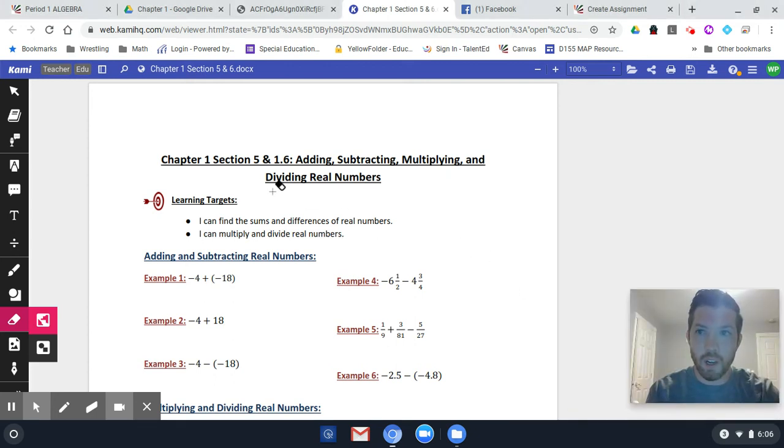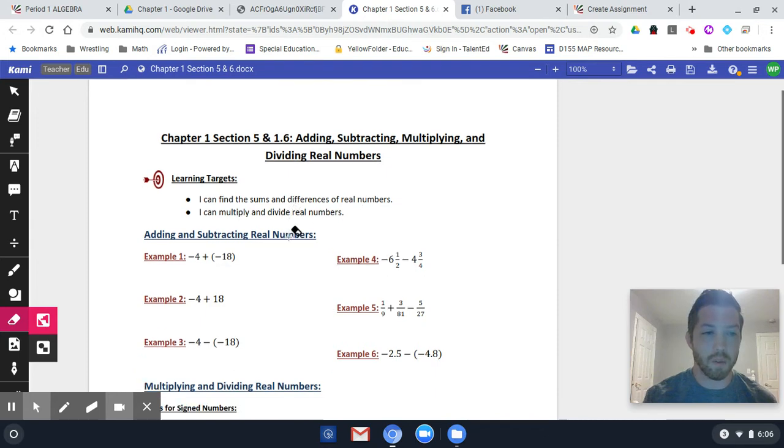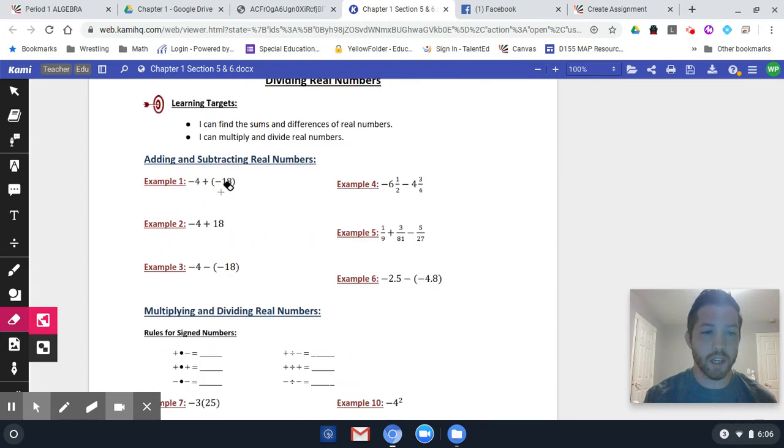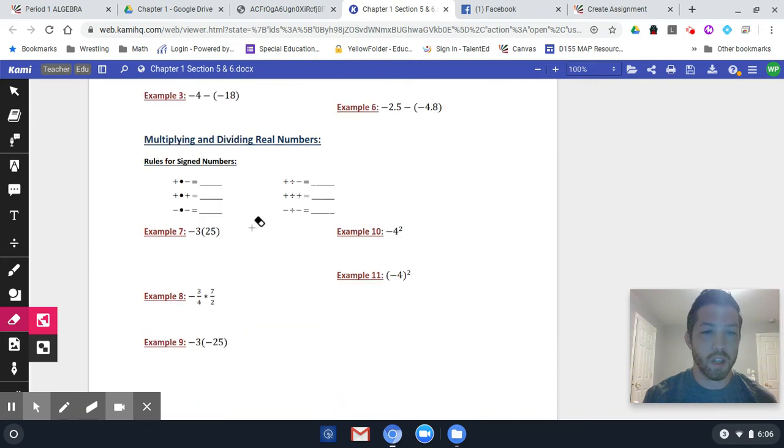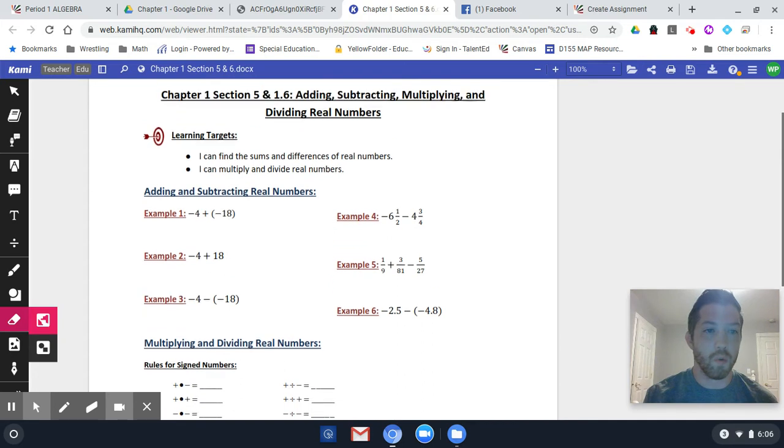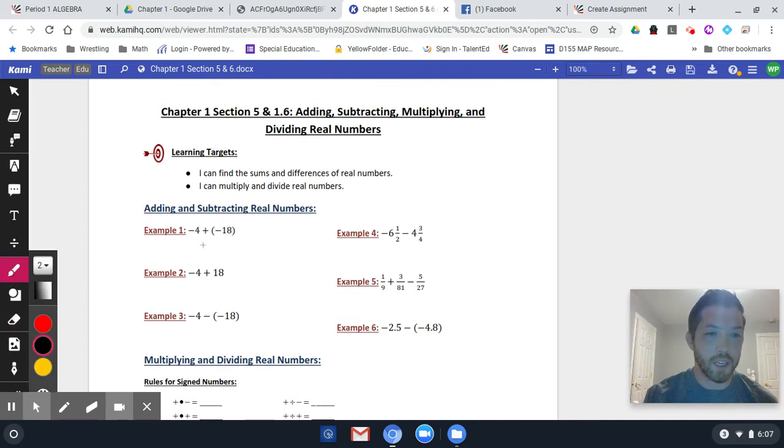All right, so we're talking about adding, subtracting, multiplying, and dividing real numbers. So we're going back to the basics of math here, okay? Our learning targets are: I can find the sum and differences, where differences is subtraction of real numbers, and I can multiply and divide real numbers. So we got a few examples here. We got our rules, and then a few more examples, and then we're gonna have you guys try these on your own, okay? So first off, we see an example of a negative plus a negative.